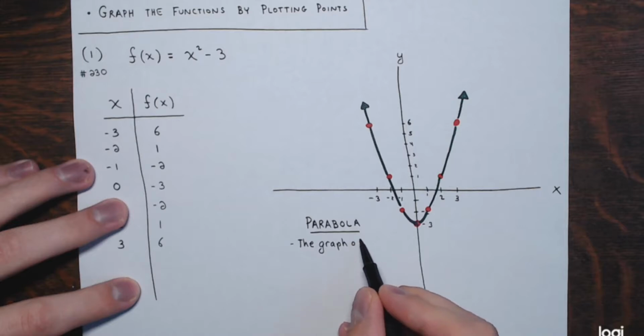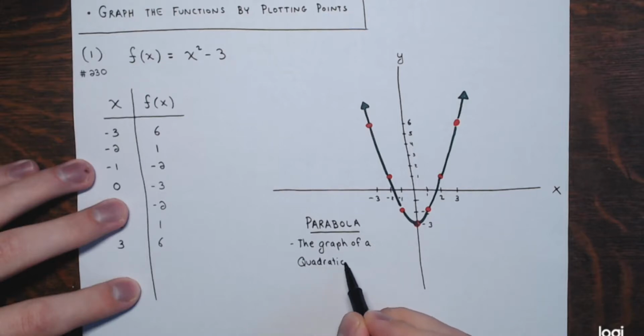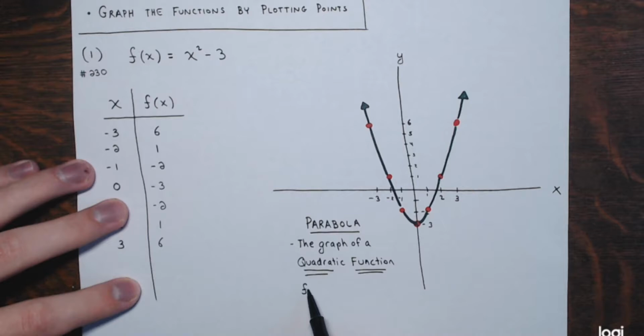The graph of a quadratic function. All right, and a quadratic function looks like the following: f of x or y equals some quadratic polynomial. A times x squared plus b times x to the first plus c.